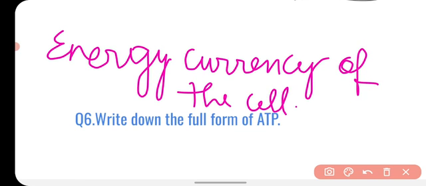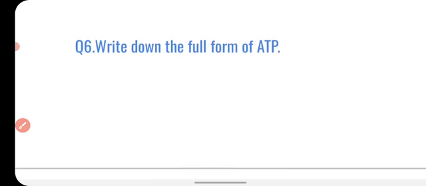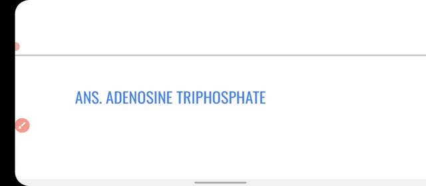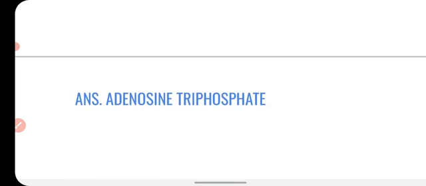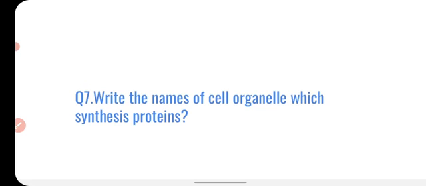So you have to write the full form of ATP. Can you guess? This is adenosine triphosphate. A stands for adenosine, T stands for tri, and P stands for phosphate. Adenosine triphosphate.